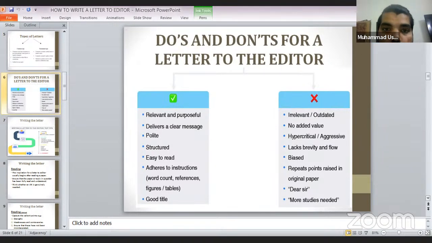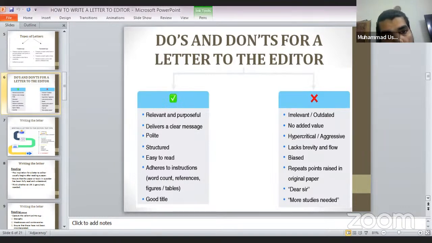Now we're going to talk about the do's and don'ts for a letter to the editor. What are the preferred qualities of a letter to the editor, and what are the aspects we want to avoid while writing one? A letter to the editor should be relevant and purposeful, and it should deliver a clear message rather than being vague or ambiguous. It should also be polite.